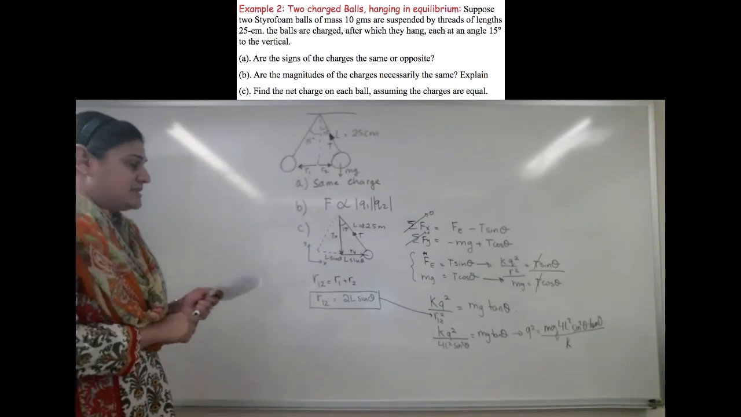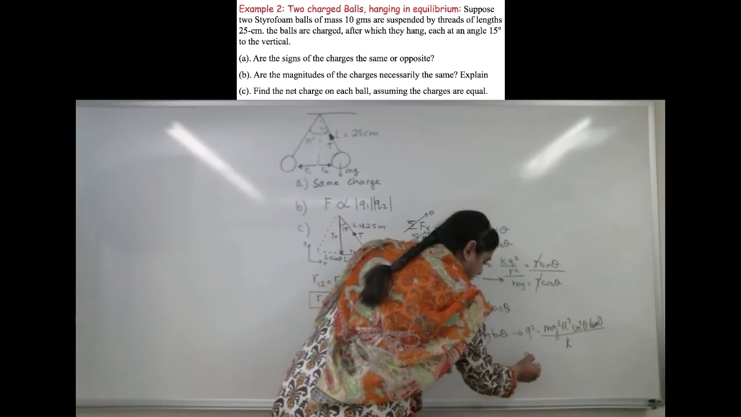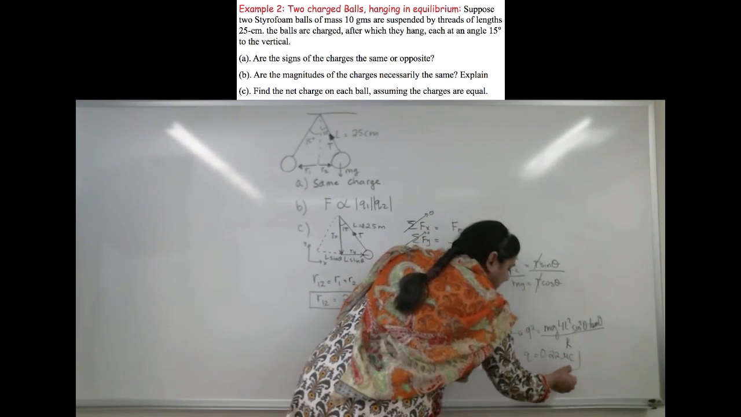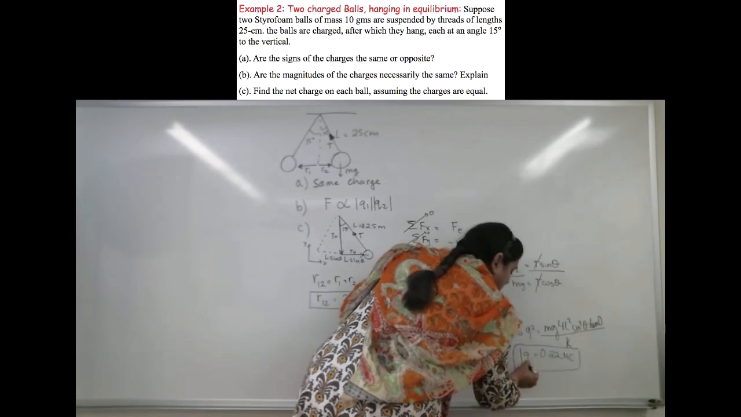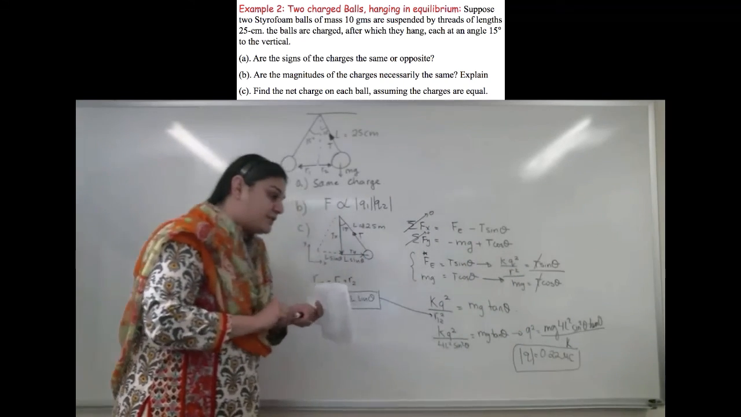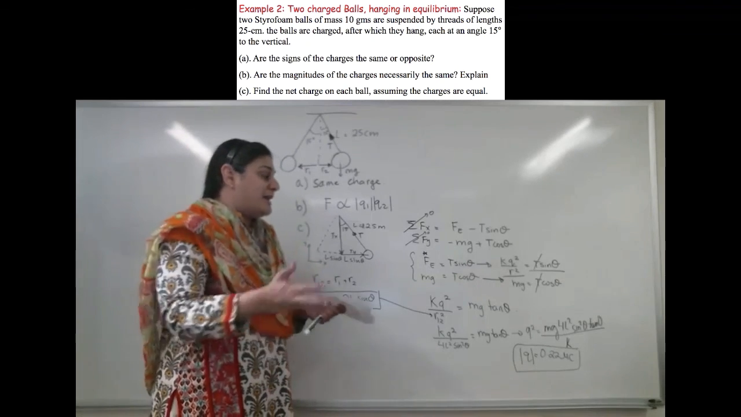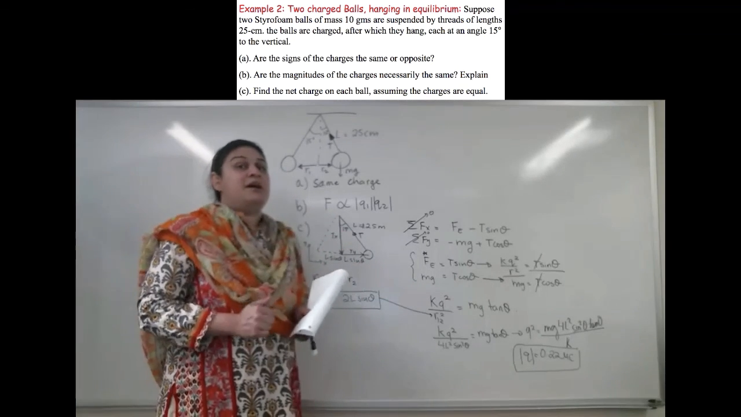I calculate Q to be equal to 0.22 microcoulomb. Remember, the magnitude of Q. Whether Q is positive or negative, I can't tell. But I can tell that the magnitude of Q is this number.